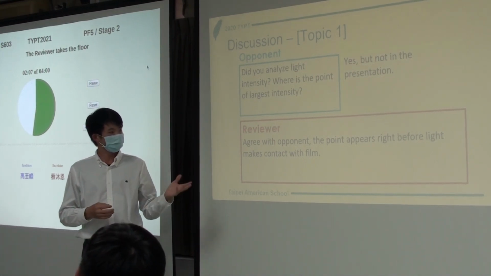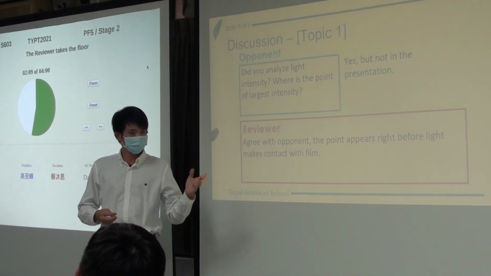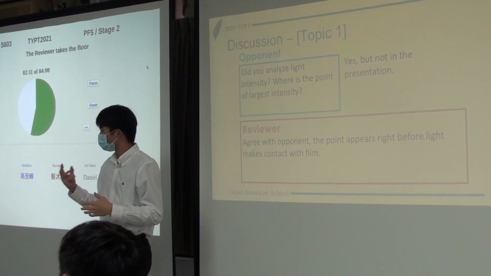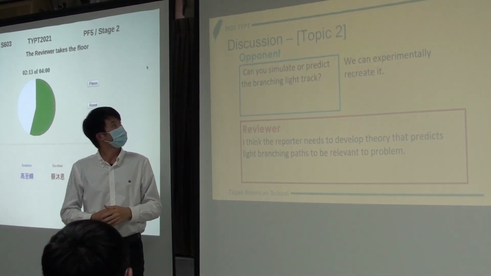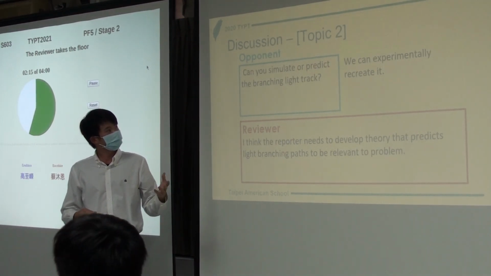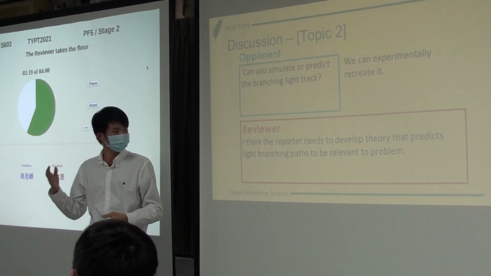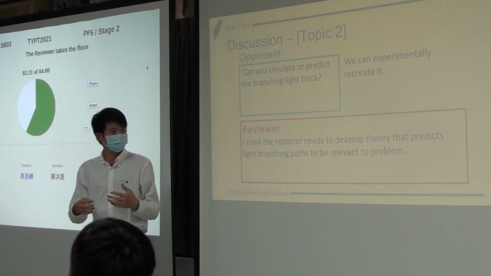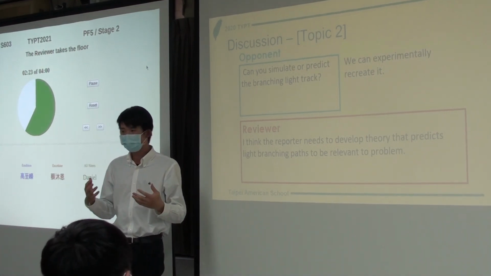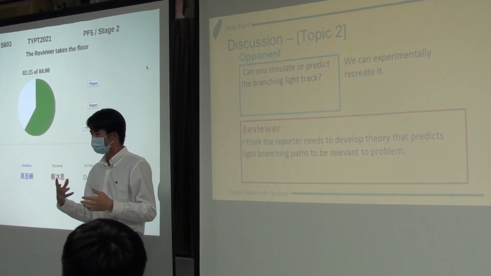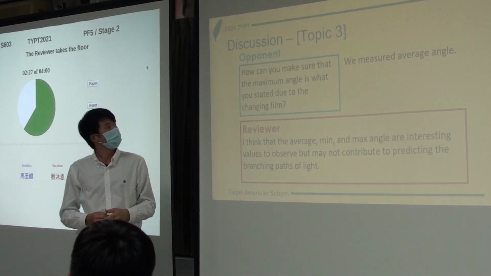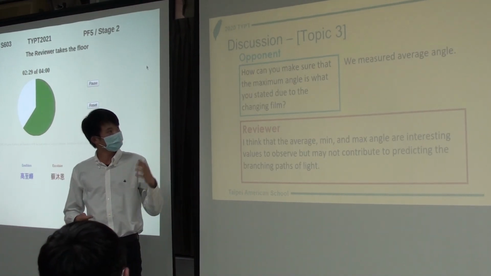So I agree with the opponent in that the point appears right before the light makes contact with the bubble. And so the next question is, can you simulate or predict the branching light track? The reporter said that they can experimentally recreate it. I think that the reporter needs to develop some type of theory that is able to simulate or predict the branching light path.